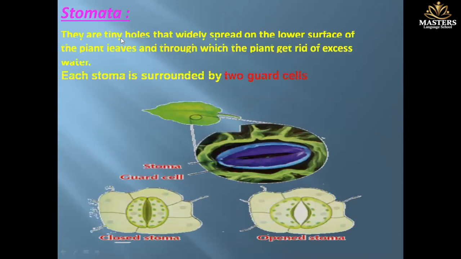So what is meant by stomata? They are tiny holes that are widely spread on the lower surface of the plant leaves and through which the plant gets rid of excess water. Each stoma is surrounded by two guard cells, which are responsible for opening and closing the stomata.